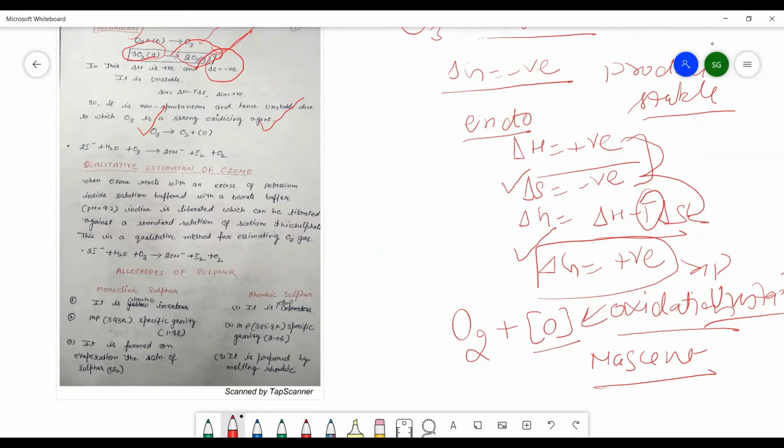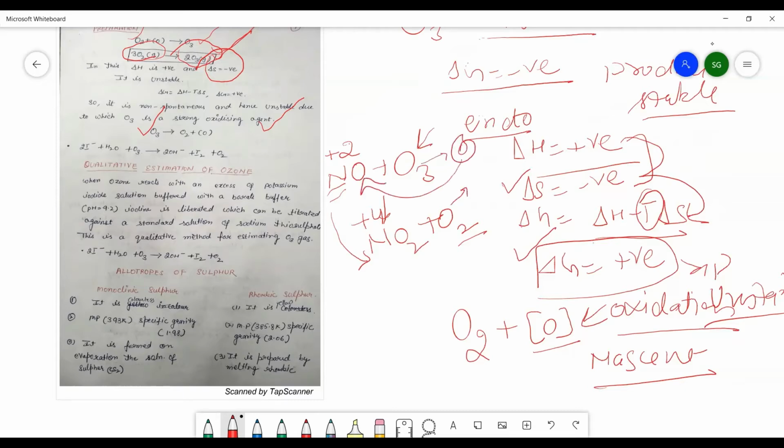One of the reactions takes place in supersonic jets. In the supersonic jets, what happens? NO reacts with O3 and is converted into NO2 with liberation of oxygen, O2. Here you can see nitrogen is present in the +2 oxidation state, and here nitrogen is present in the +4 oxidation state. So you can easily see that nitrogen is oxidized here, so O3 is an oxidizing agent and it releases one oxygen which enters NO, and you get the NO2 molecule in the oxidized form.